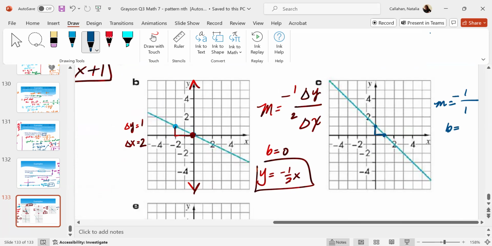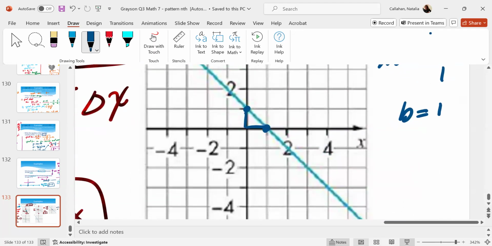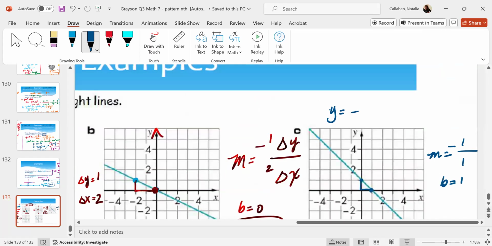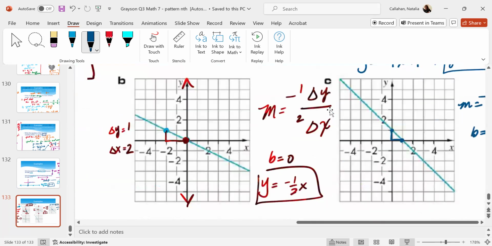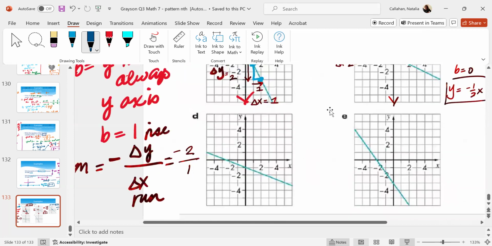B is where this touches the y-axis. Where does that blue line touch the y-axis? 1. Yeah, there you go. So then let's make sure you don't mess up when writing the equation. Your equation is y is equal to negative 1x plus 1, or just y equals negative x plus 1. Did you get this one right? Good. All right, let's go on to the next one. Okay, I'm going to give you a second to finish.